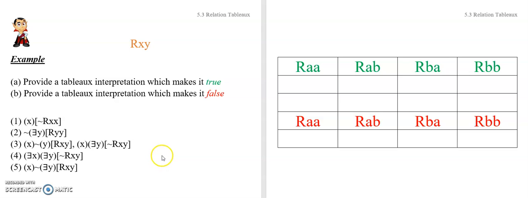So this is video 5.3D, and what we're going to do is finish off our study of relation tableau by looking at this example here. I've got a few points I want to make about it, and we've got plenty of time now to discuss it.